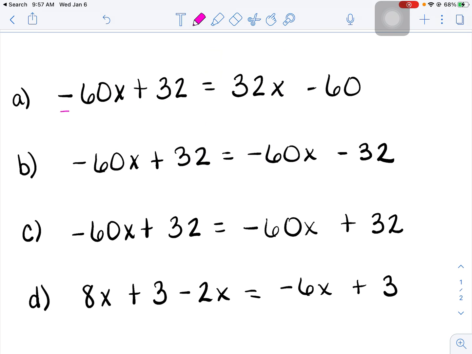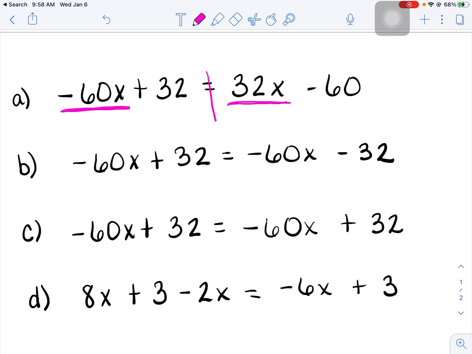On example A, my number on the left side is negative 60x. Our coefficient is negative 60 with our x. On the right side, it's 32x. We don't have any other variables anywhere. Everything's been combined. It's simplified on each side. So there's no other x's on the left side, no other x's on the right side. We're just comparing these two.